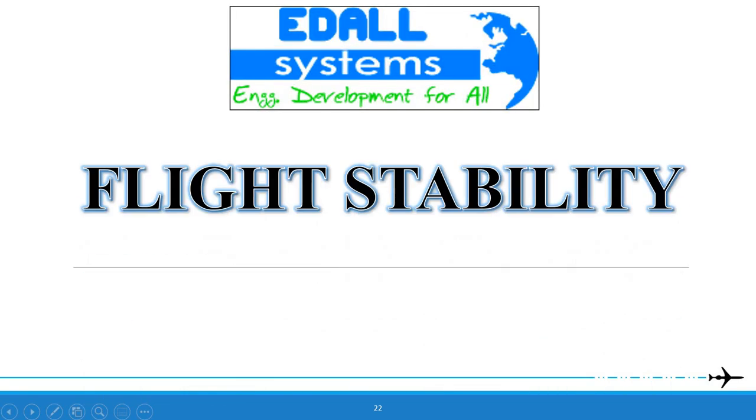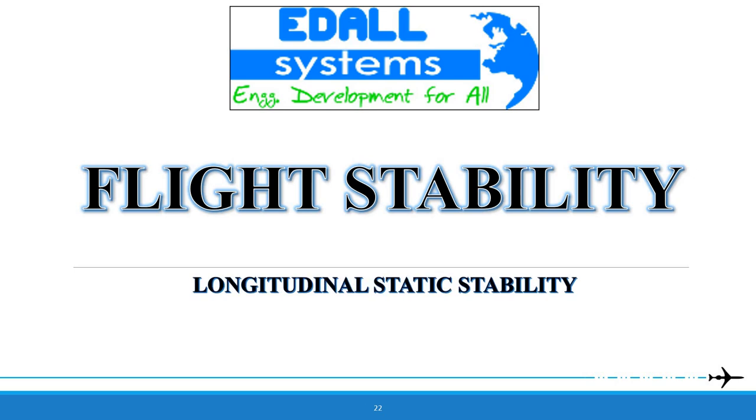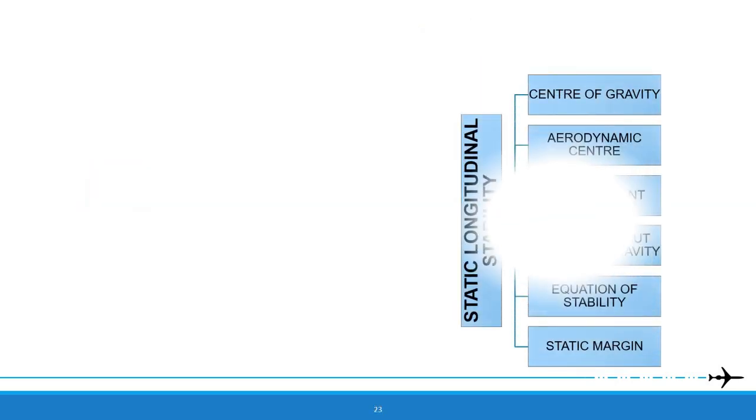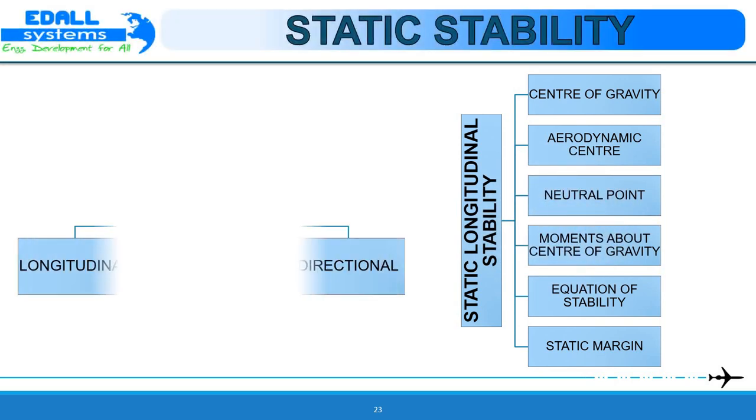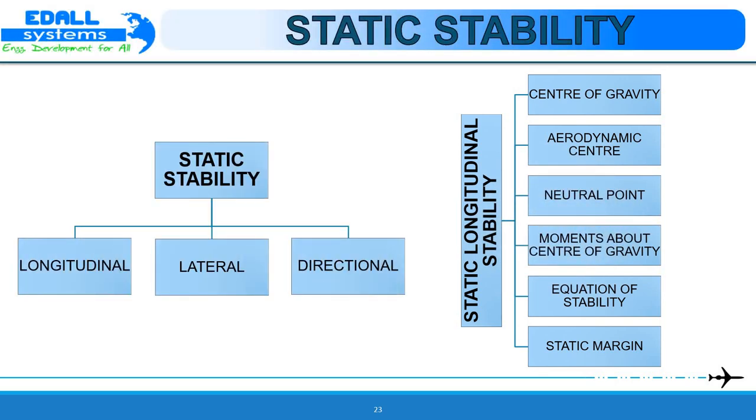In our previous session, we had seen the types of stability. Let us start off with the longitudinal static stability in this session. Longitudinal stability is also the most important static stability mode. In airplane design, wind tunnel testing and flight research, it usually earns more attention than lateral or directional stability.